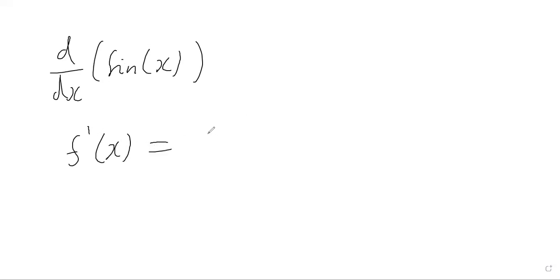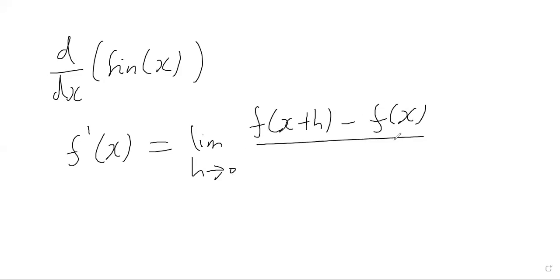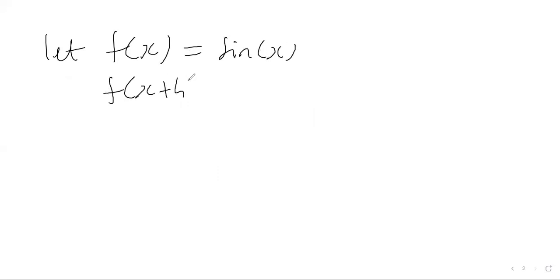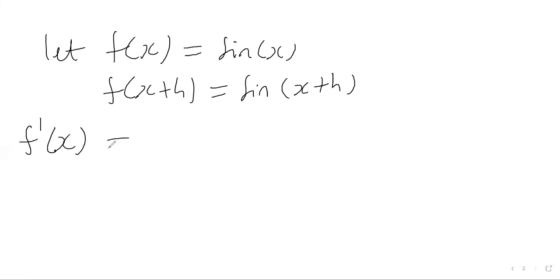So the derivative of a function is defined as the limit as h goes to 0 of f of x plus h subtract f of x, all divided by h. So using this definition, we're going to try and differentiate sine of x. So if we let f of x be sine of x, then we know that f of x plus h is going to be sine of x plus h, just by substituting in the x plus h.